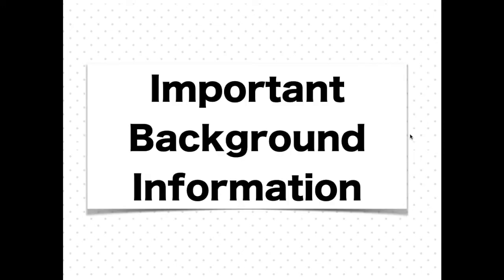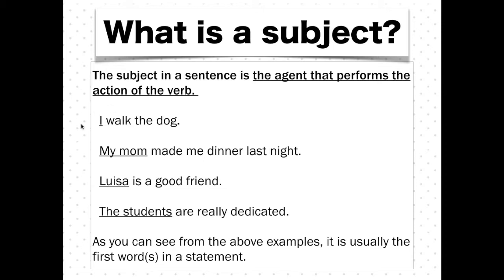We're going to start out with some important background information. What is a subject? The subject in a sentence is the agent that performs the action of the verb. So here we have a couple of English examples. I walk the dog, my mom made me dinner last night, and there are a few more. But basically, you can see that those are the people or the things or whatever that is doing the action in the sentence, and it's usually the first word or set of words within a statement.